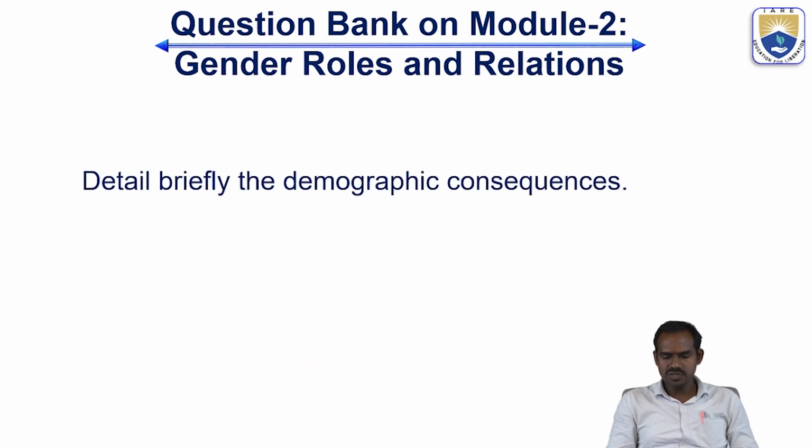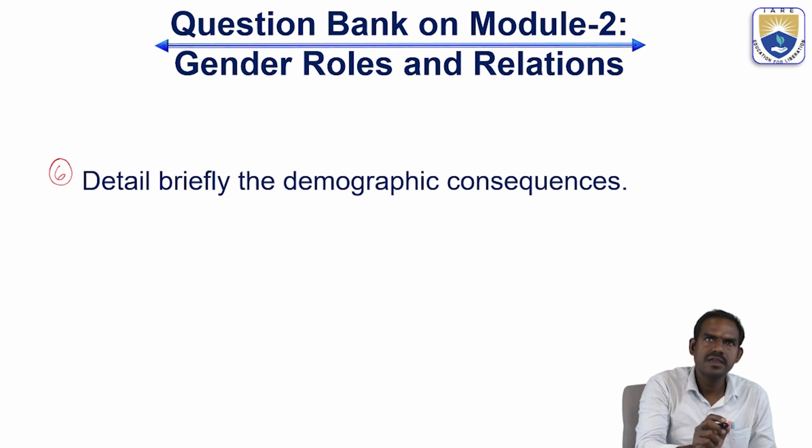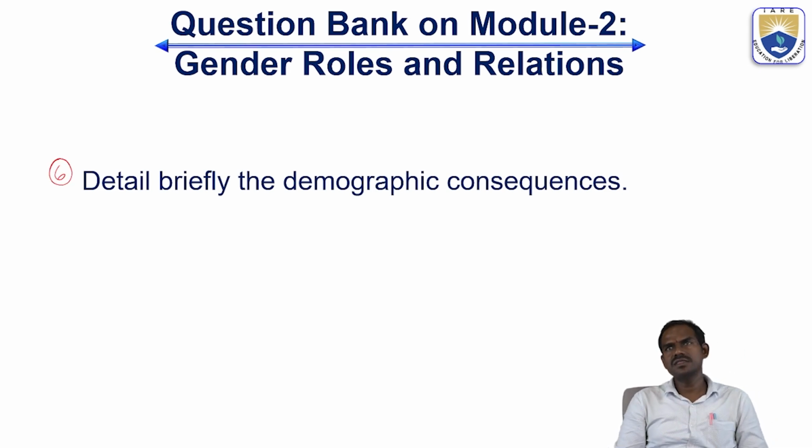Now the next question, question number 6, is: detail briefly the demographic consequences. Demographic means it is a population count. As you know, the population of India is very high. It is the second largest country with respect to population. And what is the largest country according to population?